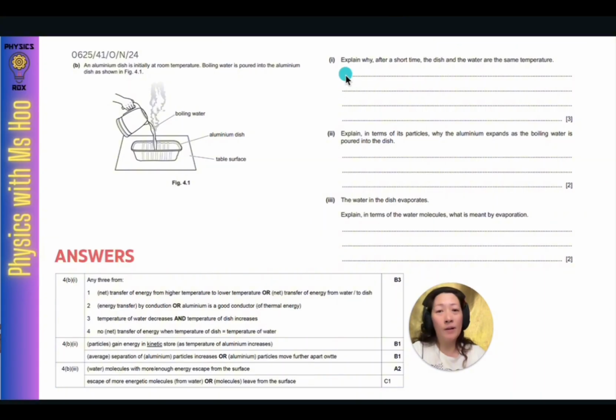So, for example, B1: explain why after a short time, the dish and water are the same temperature. As you can see from the mark scheme, you need to explain what's happening in terms of energy that causes the dish and water to end up at the same temperature. So this is not a recall question. This is not a definition question. You need to use your understanding of thermal energy transfer to explain how this happens.